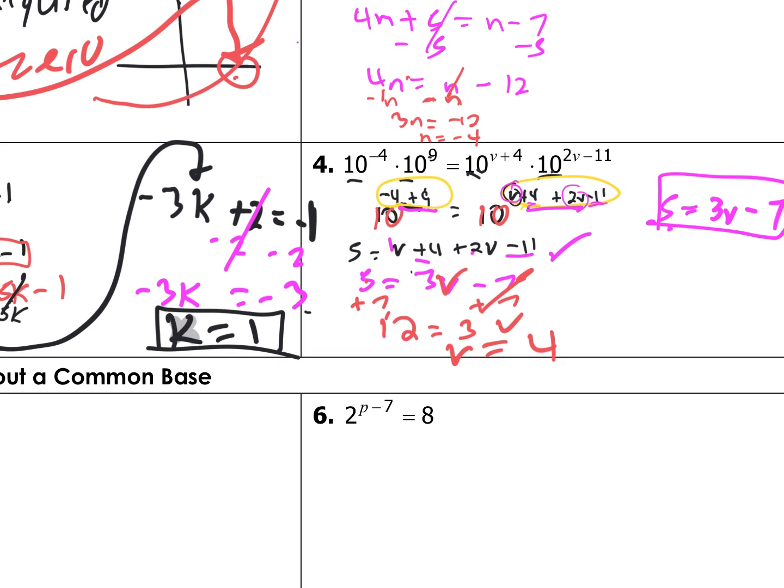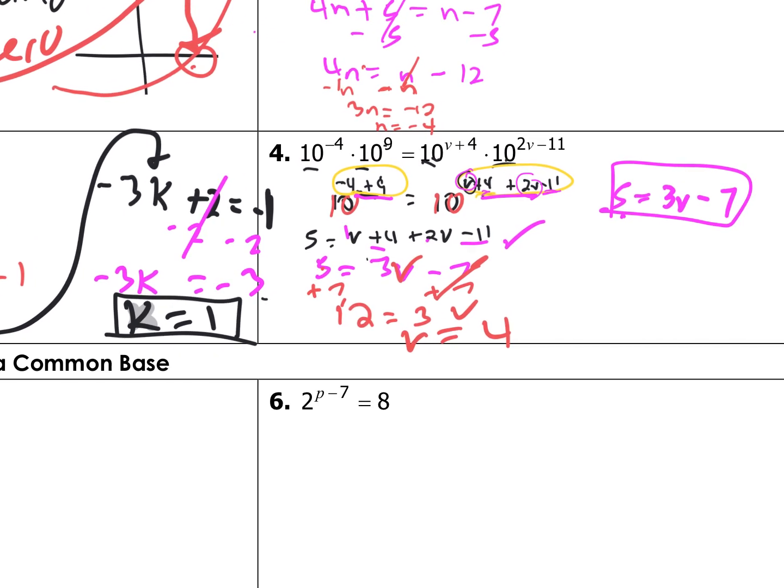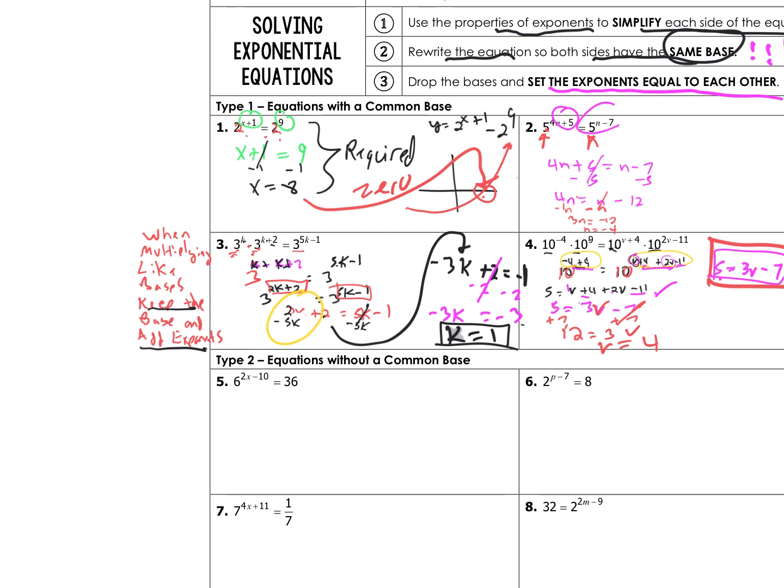There's a lot of work there. You could probably skip one of those steps if you could do this before you write it down. Those were supposed to be the easiest because on each side you had the same base.